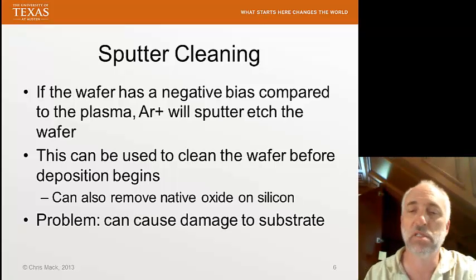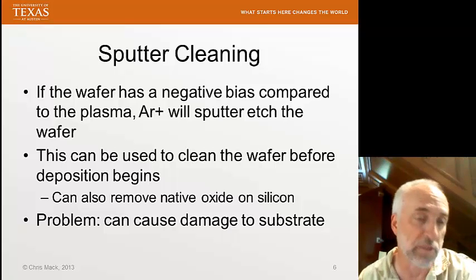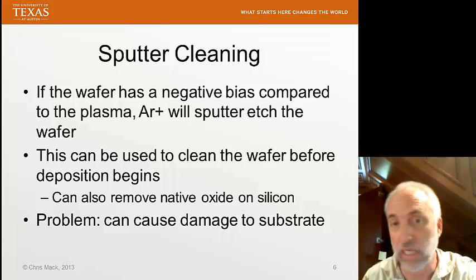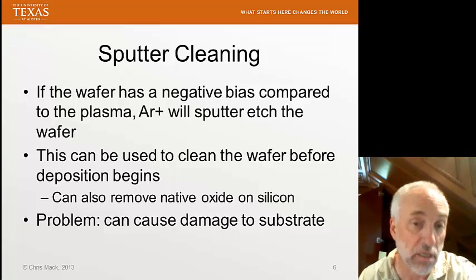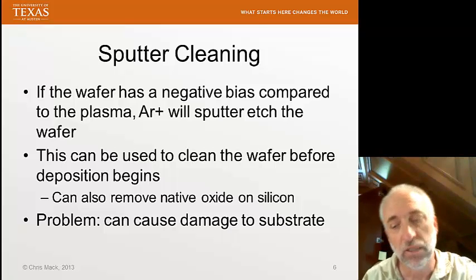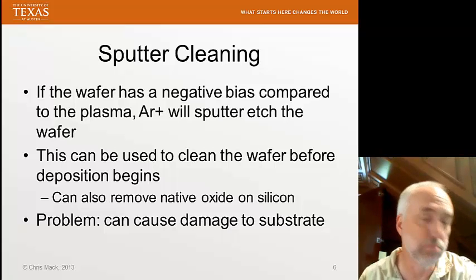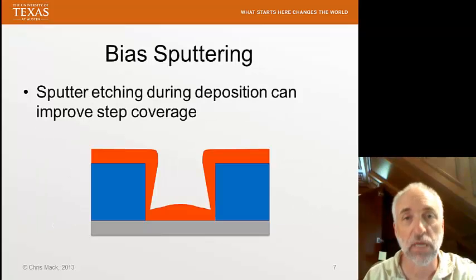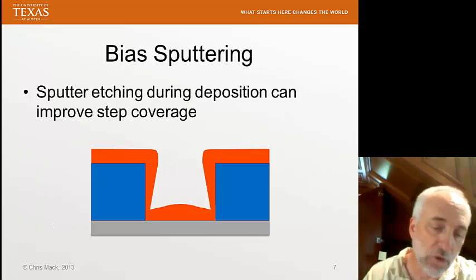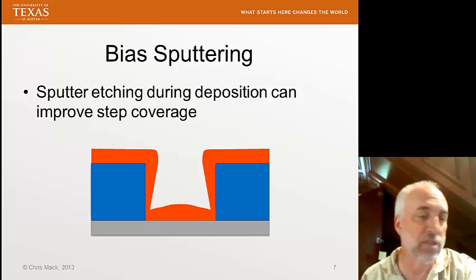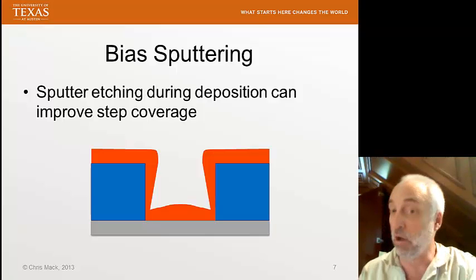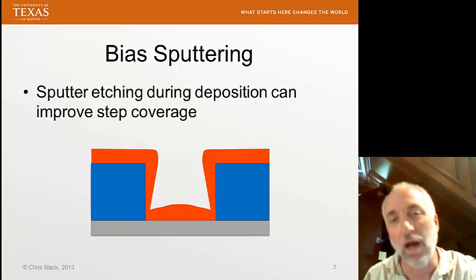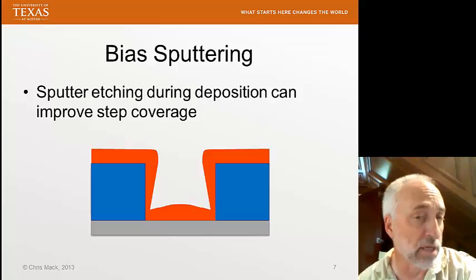So we can remove this native oxide with just a little bit of sputter cleaning to begin our deposition process. Now, a problem is this sputtering might actually damage the substrate, especially if you have some part of the substrate that's quite delicate, that you don't want any kind of sputter etching of it before you deposit your material. So you weigh that against the value of sputter cleaning. Related to sputter cleaning is something called bias sputtering. So we might turn on that bias at the very beginning to get a little sputter cleaning and then turn it off once the main deposition begins. But we can leave that bias on during the deposition as well if we'd like to.